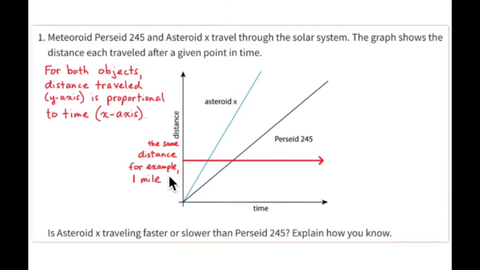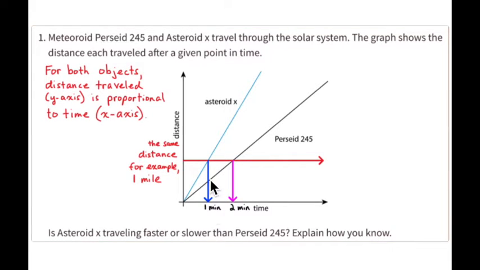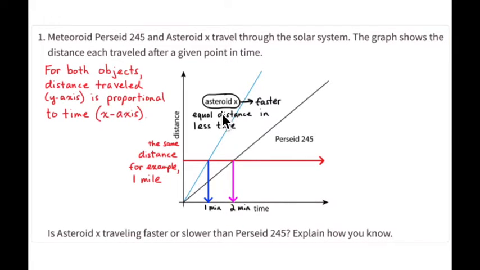All right, so one way to look at this is to look at the same distance for each space rock. Let's just say it's a mile. Now that's not very far as space objects travel. They travel very, very fast. But let's just say, for example, call this a mile. So asteroid X in 1 mile will have taken this amount of time. Let's say 1 minute. And Perseid 245 in that same 1 mile will have taken 2 minutes. Taken more time to travel the same distance. So who's traveling faster? Asteroid X is traveling faster because given an equal distance, it takes less time.